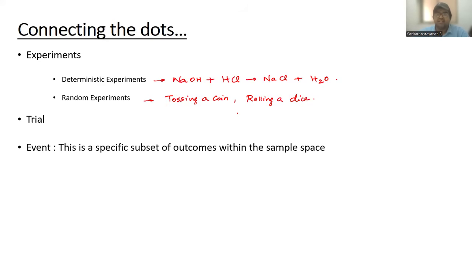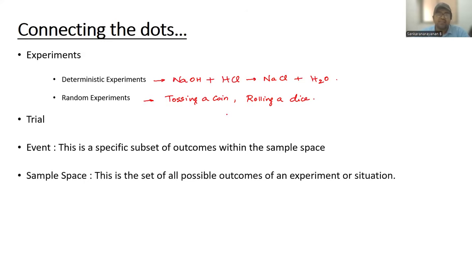Now, what is an event? The event is a specific subset of outcomes within the sample space. Okay, in that case, now I need to talk to you about what this sample space is. Sample space is nothing but the set of all possible outcomes of an experiment or a situation. Now I shall connect this sample space and this event.